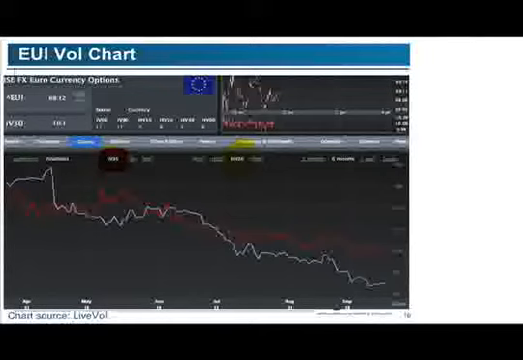Anyway, IV30 is the implied volatility for a 30-day option, and HV30 is the historical volatility for a 30-day option. Now, let's take a little minute here and deviate and talk about what each of those things means.